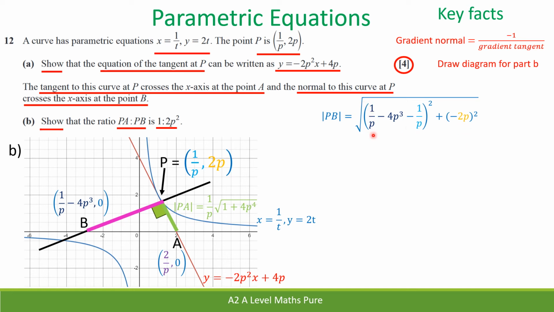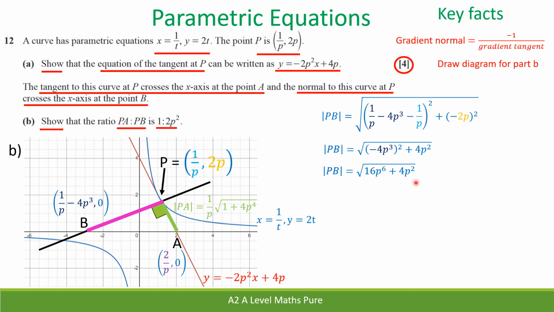So I've got 1 over p minus 1 over p. These are going to cancel, leaving me with minus 4p cubed for the y difference. Minus 2p all squared becomes a positive p squared, so 4p squared, because 2 squared is 4. I then have to square my minus 4p cubed. So minus 4 squared is 16, and p cubed squared is p to the power of 6.